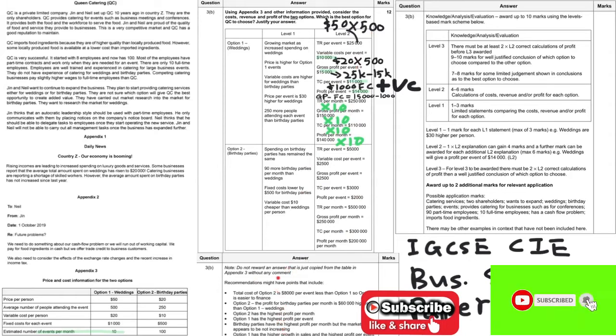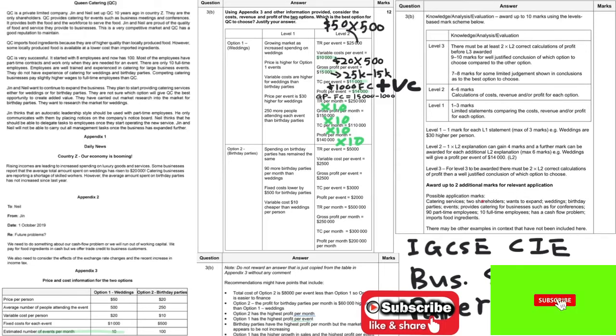Of course, there are a lot of recommendations you may give. You may select either option 2 or option 1, with your justification. For example, if you pick option 1, you may say you pick option 1 because it has the highest profit per event. On the other hand, you may pick option 2 because it has the highest profit per month. As you can see, there are a lot of ways to pick your options.